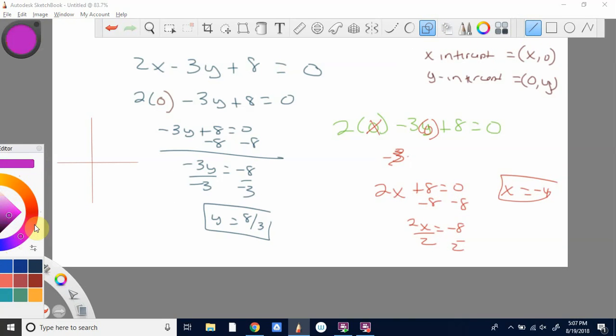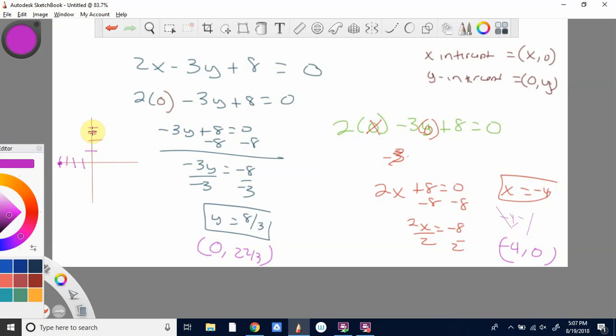Okay, so now I'm going to go graph. And so remember, this is negative 4 comma 0. And this is 0 comma 2 and 2/3 if you change it to a mixed number. So I'm going to go to negative 4, 1, 2, 3, 4, 0. And 0, 1, 2, 3, 2 and 2/3 is right here. And then how do you graph it? You connect the dots with a straight line and a ruler. Not like my crooked line here. And that's how you graph it.